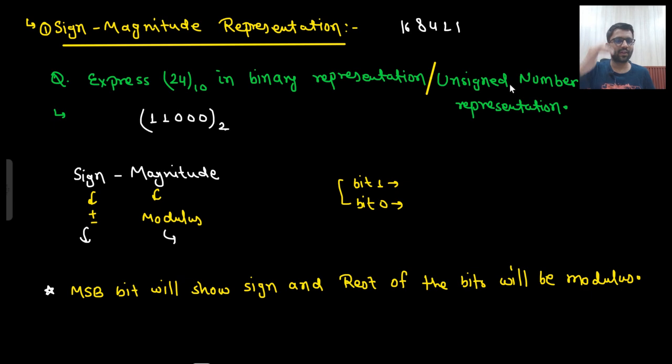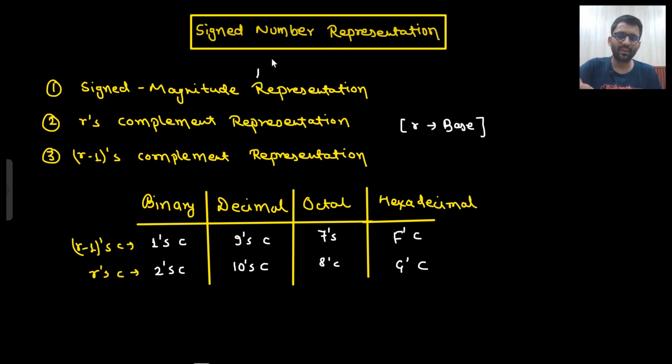Now we are going to study signed magnitude representation. Look, these two names can be confusing. This is signed number representation. In signed number representation, all three will come: signed magnitude, r's complement, r minus 1's complement. Signed number representation is the union set, and these ones are subsets. So signed magnitude representation is a part of signed number representation.